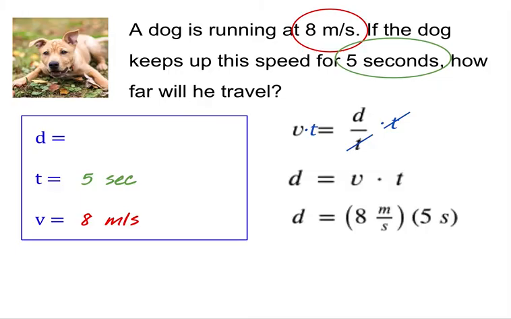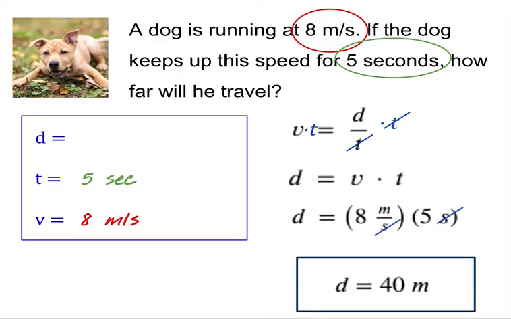So we'll put those values into this equation. We can see what the numbers are telling me to do is to multiply the 8 times the 5. So that's going to give us 40. And then notice how the seconds were on the bottom of a fraction for the 8, but they're on the top for the 5. And so the units of seconds cancel out, and we are left with meters like we would expect for a distance.